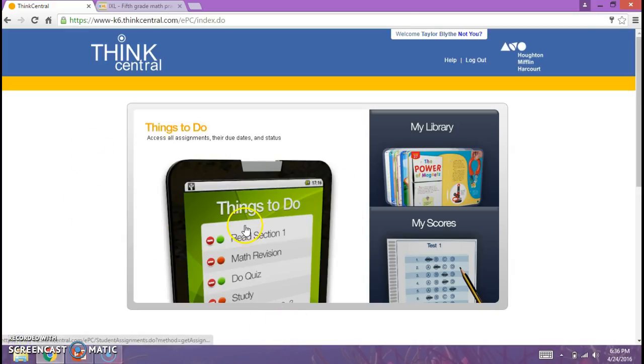So these are the two sites that I have found that have been great for our students. This is Think Central. This goes with the Go Math, so it goes right along with the textbook that our students are using. It gives great lessons. They can do all their assignments. This is what the student login looks like. So it's very user-friendly, very easy to understand.